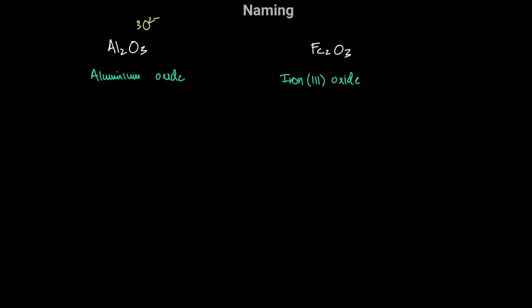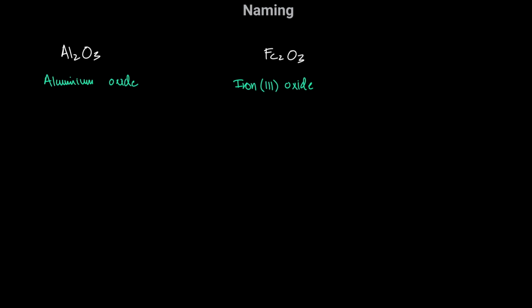Similarly, of course, if we had something like FeO, here we know that oxygen has an oxidation number of -2. That means iron has an oxidation number of +2. So this would be iron 2 oxide. Because transition elements have variable oxidation numbers, they have variable oxidation states, we have to specify the oxidation number of the transition element present in the compound.